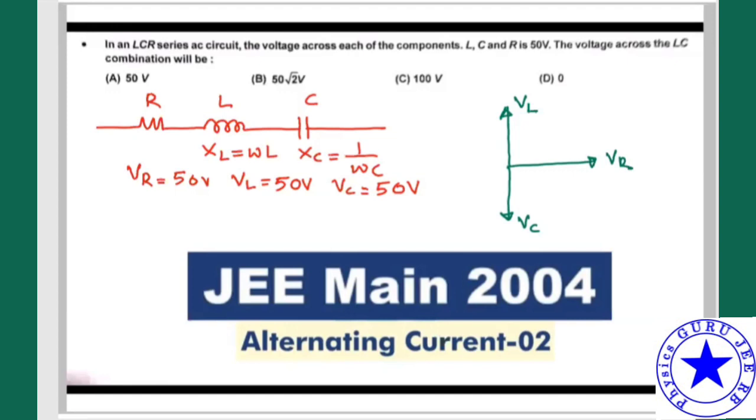When they are opposite in direction, the potential difference between these two, that is, the potential difference delta V across VL and VC, is nothing but VL minus VC, which is nothing but 0. Hope it is clear. D is the answer. Yes, hope it is clear.